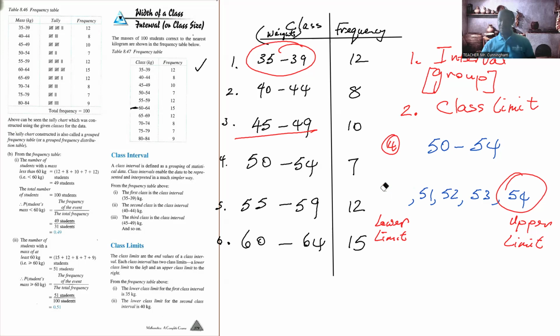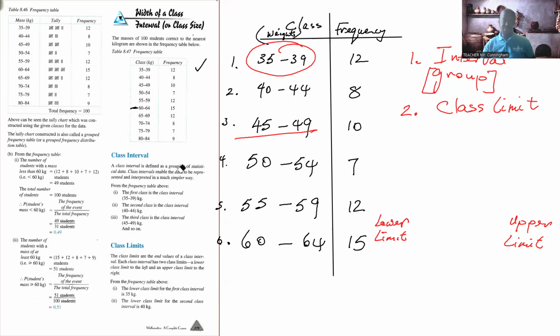I just asked Kiara what was the sixth interval. And the sixth interval, Tyrese, was 60 to 64. Therefore, 60 to 64 consists of the numbers 60 right up to 64. So 60, 61, 62, 63. So Tyrese, the lowest value of your class interval is called your lower limit.